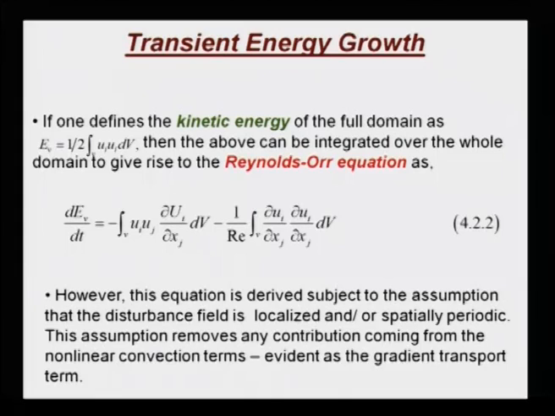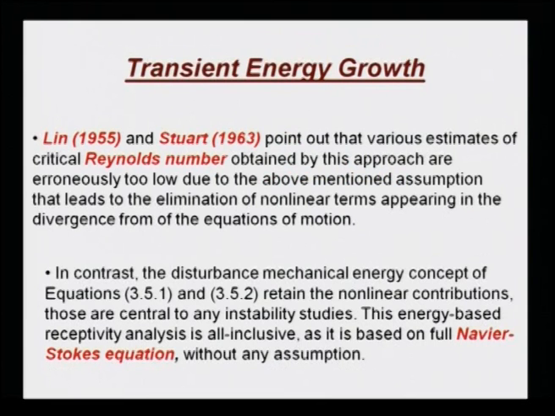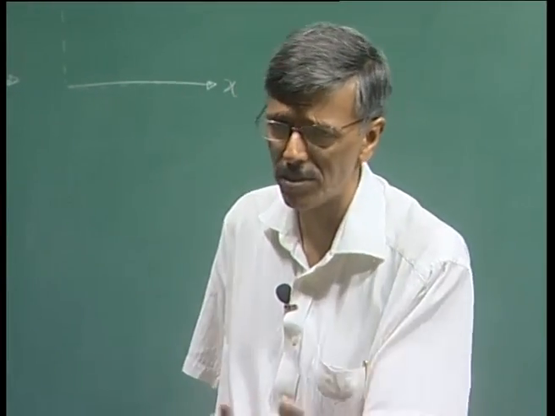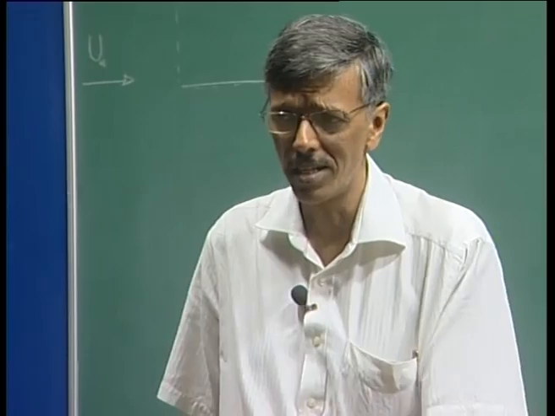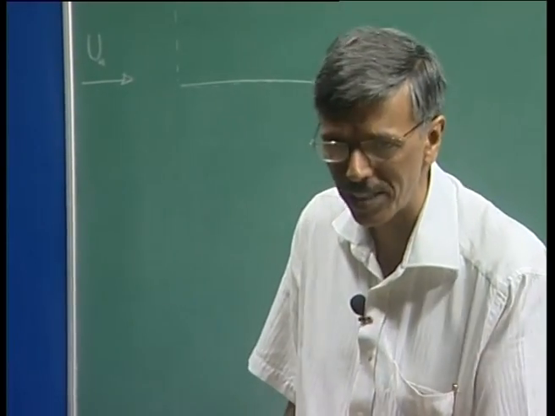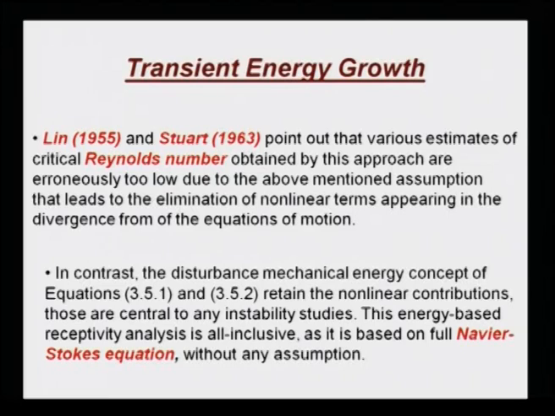So, no contribution comes from the nonlinear convection term, and then what might happen as a consequence is you will get a critical parameter like critical Reynolds number, which is abysmally low, and this was noted quite early by Lane and Stewart, and they said, of course, this gives you totally unphysical results. For example, for the Blasius boundary layer, it could give you a critical Reynolds number of less than 10. So, you can understand that there is something that is totally wrong, and that is due to the elimination of the nonlinear terms.